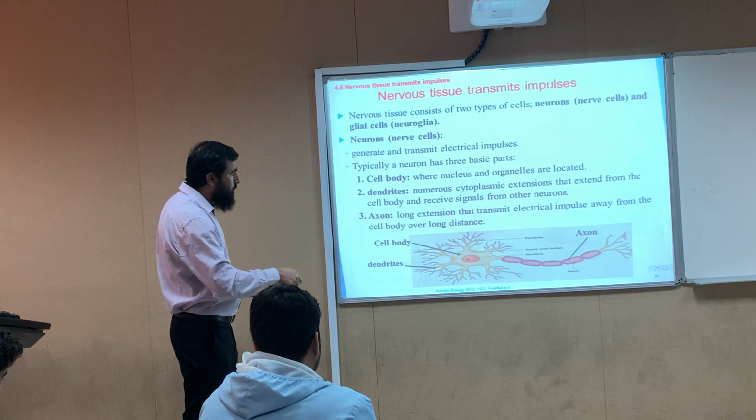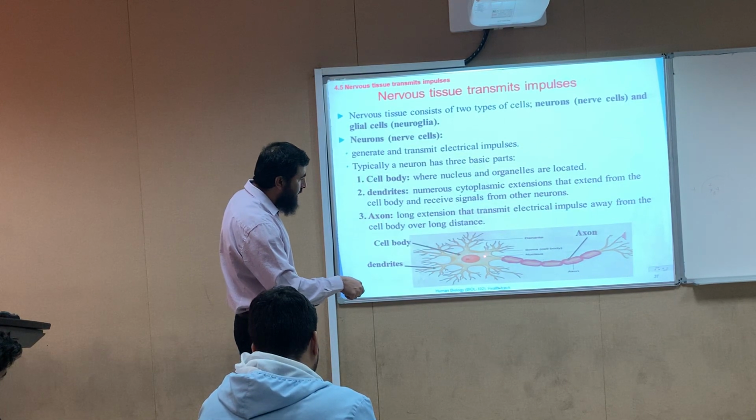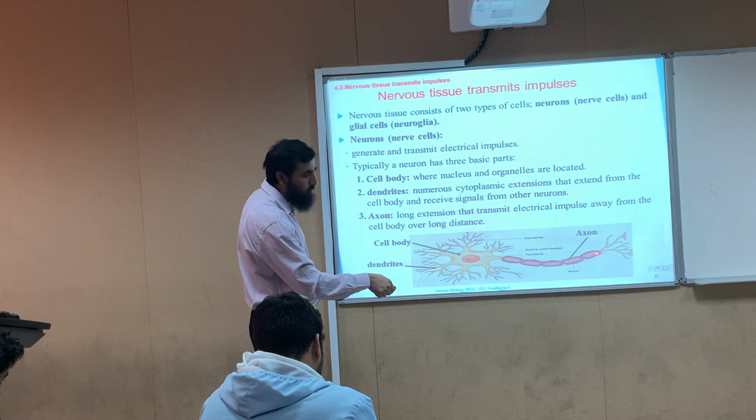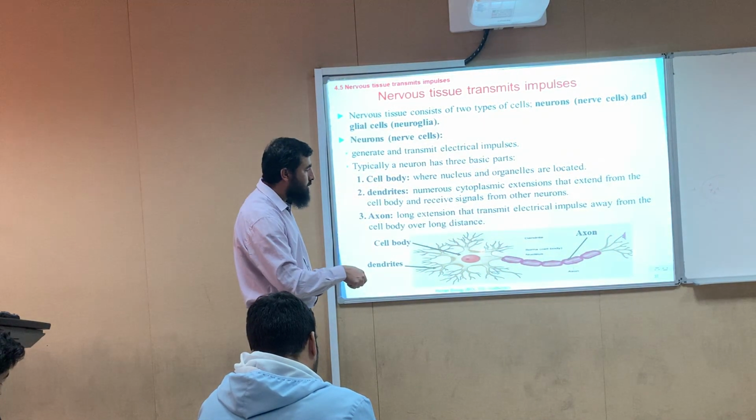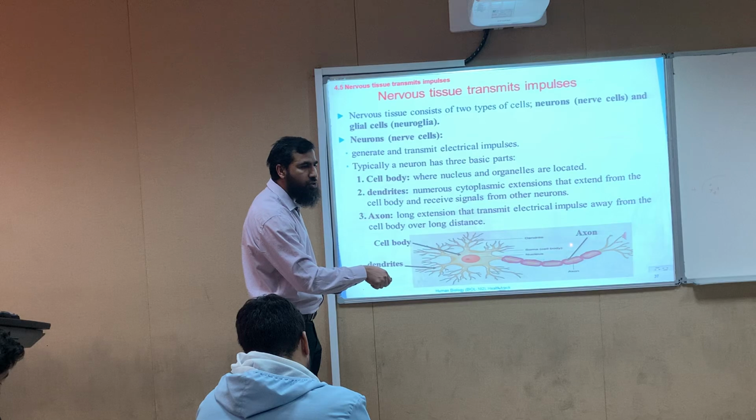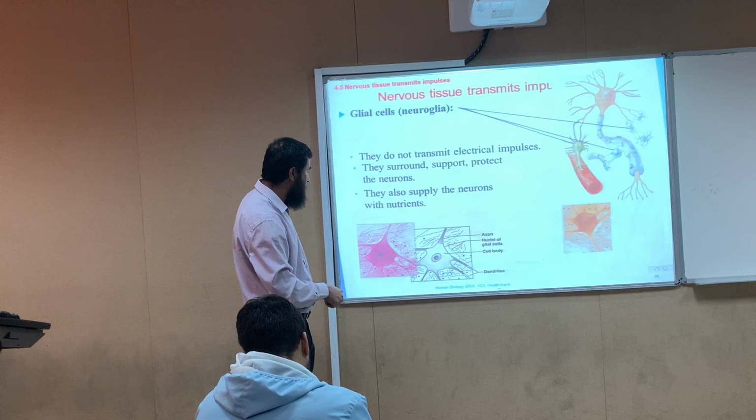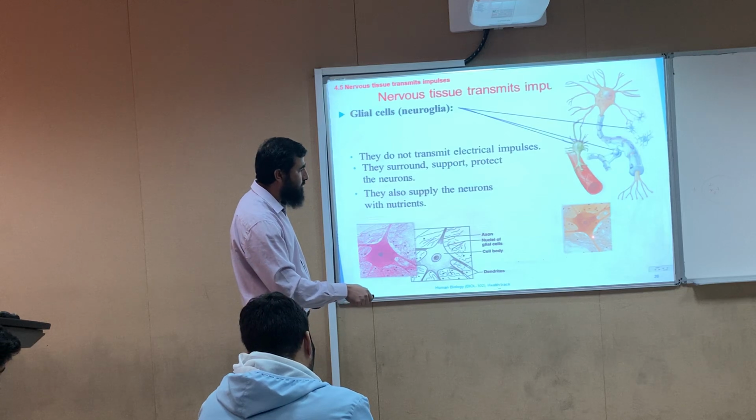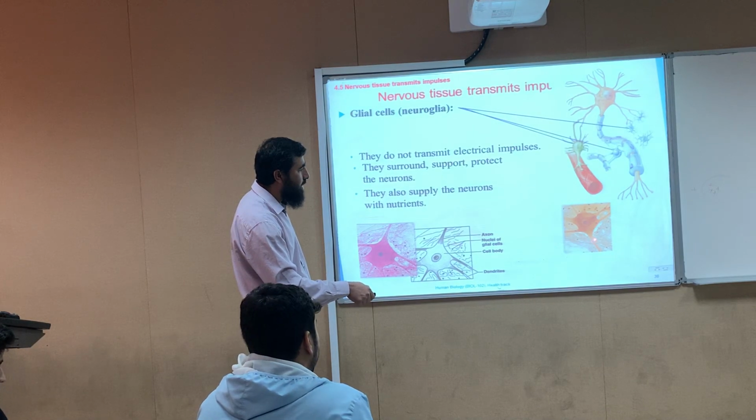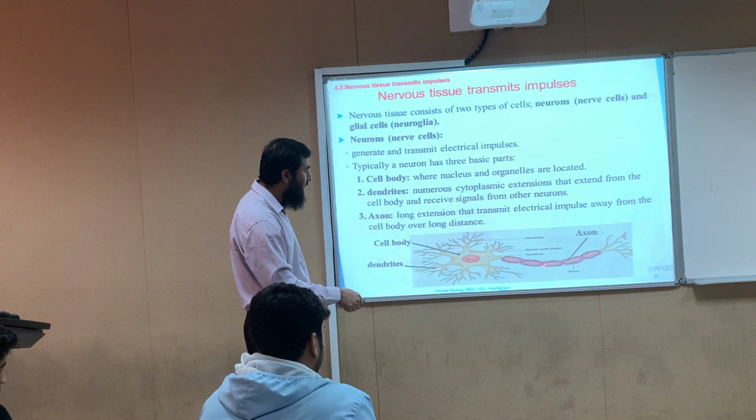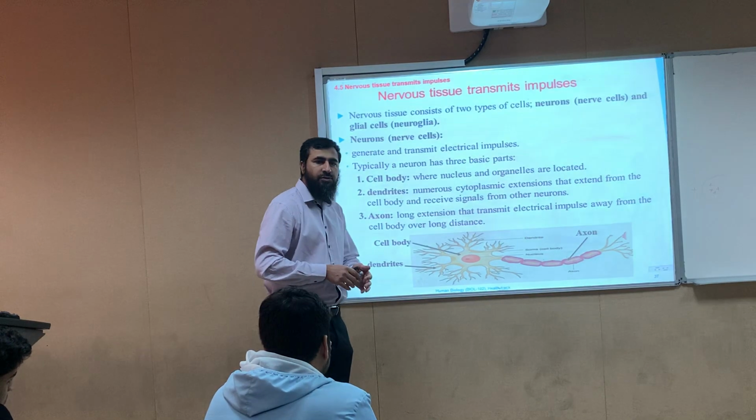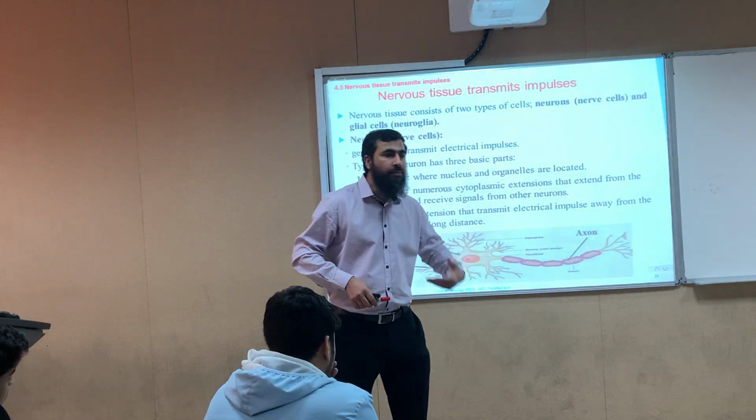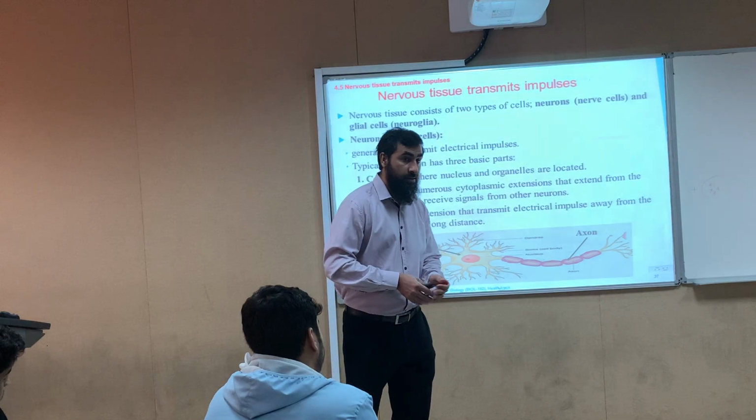Then you have the axon. Once the signal is received, it passes through the axon. The axon, you see, is much longer. Did you see the nervous tissue under the microscope? It's only showing a bit of it, so that is the axon. It's the longer portion. Sometimes this can extend for 1 meter, 1.5 meters. Very long.